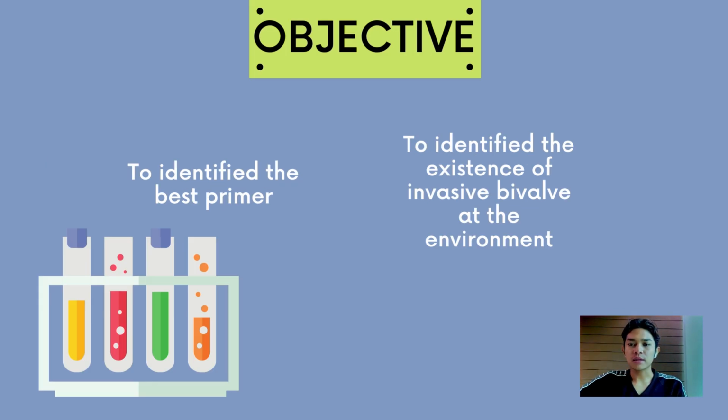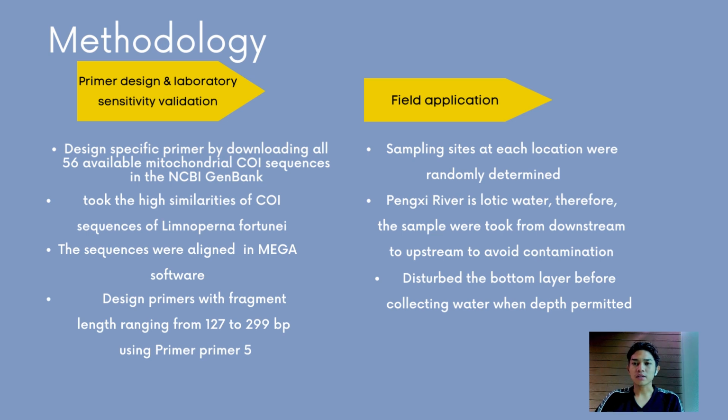There are two objectives, which are to identify the best primer and also to identify the existence of invasive bivalve in the environment. For methodology, there are a few steps. First, primer design and laboratory sensitivity validation. Design a specific primer by downloading all 56 available mitochondrial CO1 sequences in the NCBI GenBank.